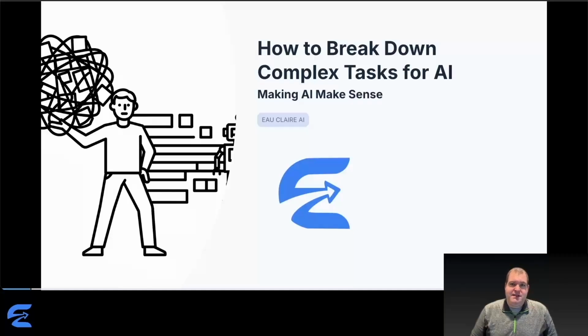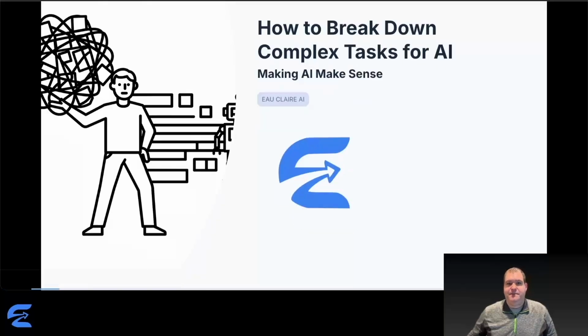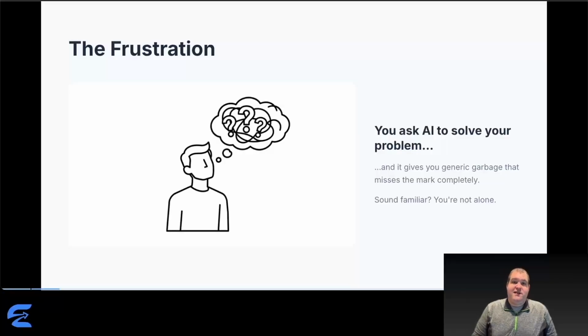If you've been following the series, you've learned the fundamentals of how AI works. Now we're getting into technique, the stuff that actually improves your results immediately. Here's a scenario that happens constantly. You've got a real problem to solve. Maybe you're trying to plan a project, develop a strategy, create some content. Whatever it is, it matters to you.